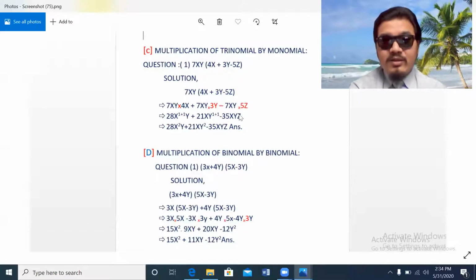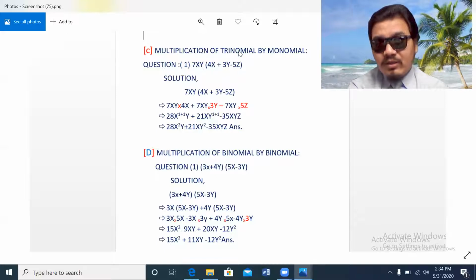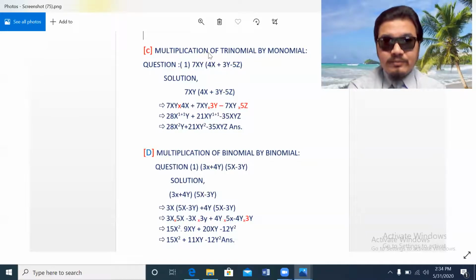Okay, now see here, what is the topic here? Please listen carefully and look carefully. Multiplication of a trinomial by a monomial. How to multiply a trinomial by a monomial is taught here. Okay, look at the question.